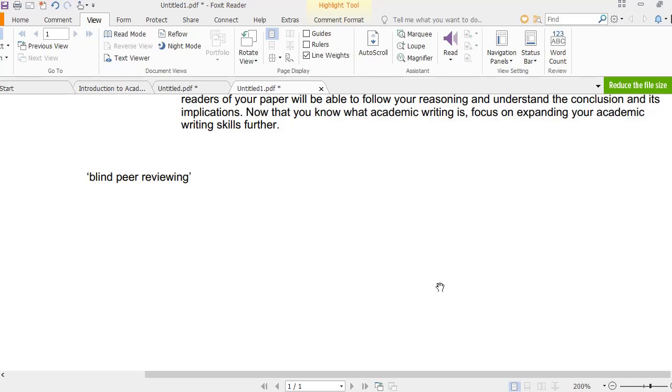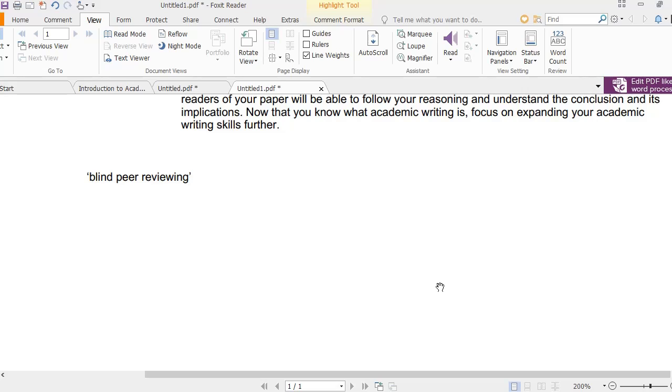Blind peer reviewing means when a paper is submitted by a scholar for publication to a journal, it is sent to other scholars or reviewers by the editor of the journal without the names and other details of the writer. The reviewers read the paper and determine if the paper is worth publishing. So a paper is submitted by a particular scholar for publication to a journal.